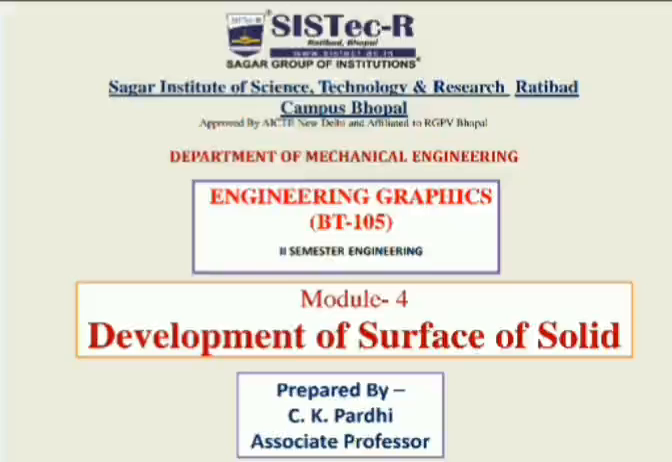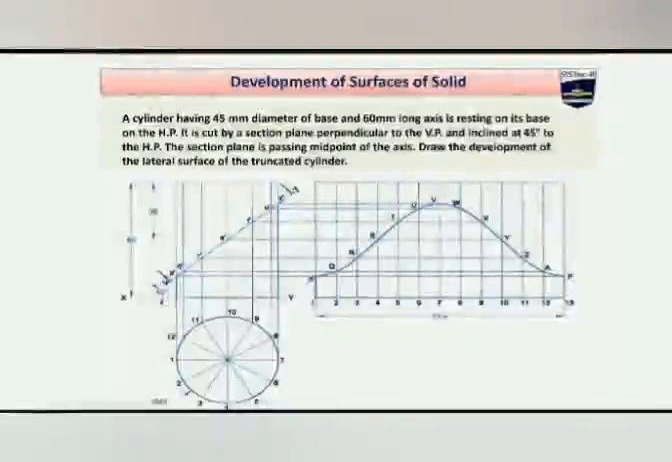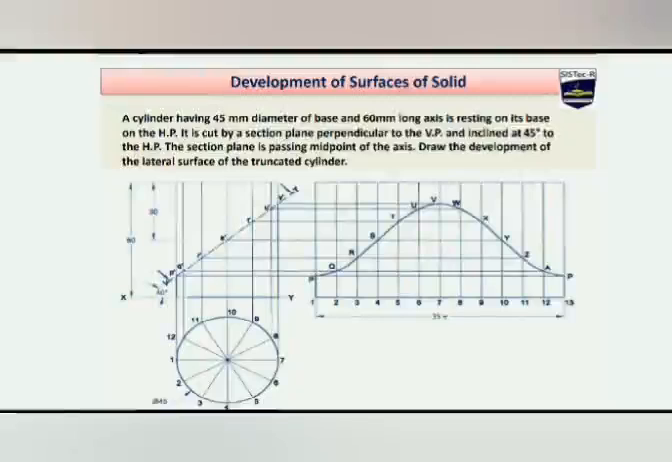Now, let us see the examples of development of cylinder. Friends, development of the cylinder is a rectangle of length equal to circumference of the base circle of cylinder, and height equal to the axis of the cylinder.